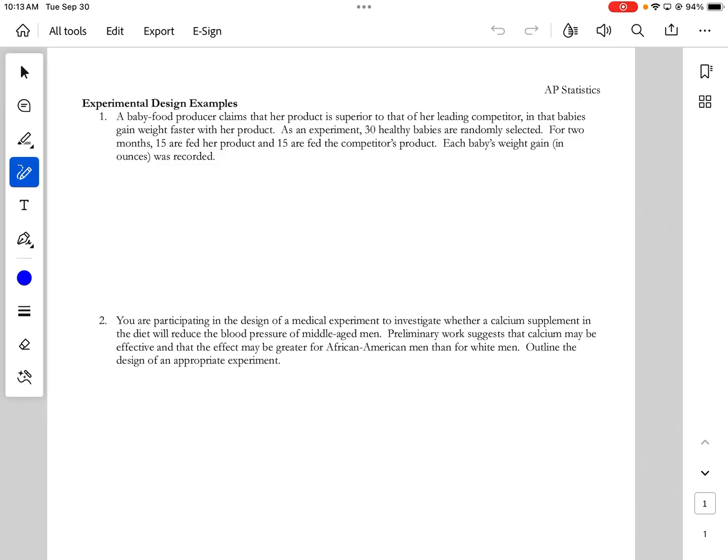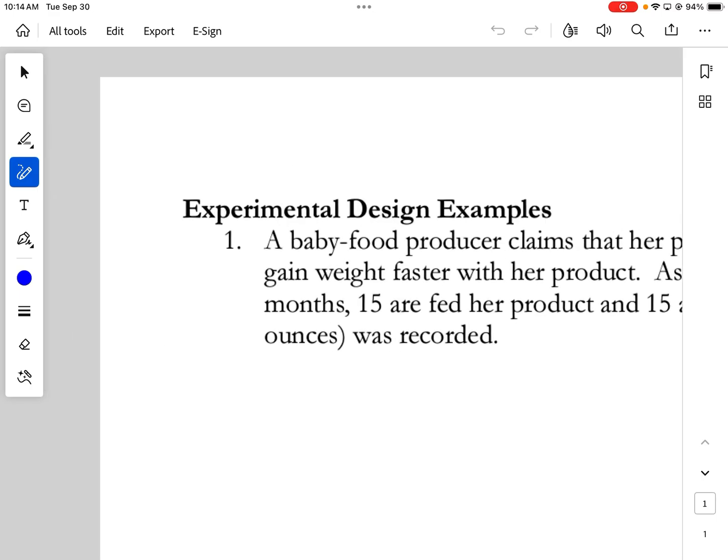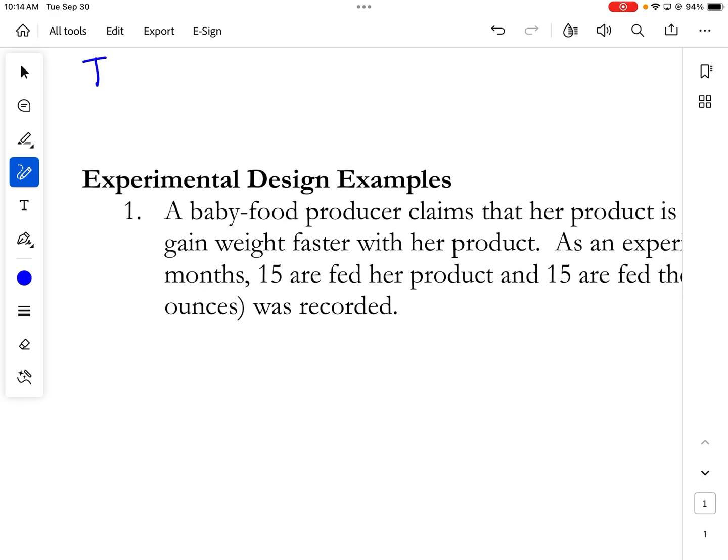All right, so here are some examples about experimental design. So we are going to write what kind of experimental design it is, and then do the little flow chart that describes the experiment, and then any kind of blocking or matched pair. We'll talk about that. So types of experimental design.